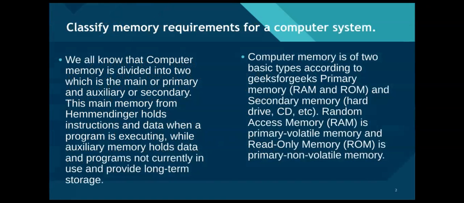Computer memory is of two basic types according to GeeksforGeeks: primary memory, which is RAM and ROM, and secondary memory, such as hard drive, CD, and so on. Random access memory, or RAM, is primary volatile memory, and read-only memory, or ROM, is primary non-volatile. So there are two types: primary and secondary memory.